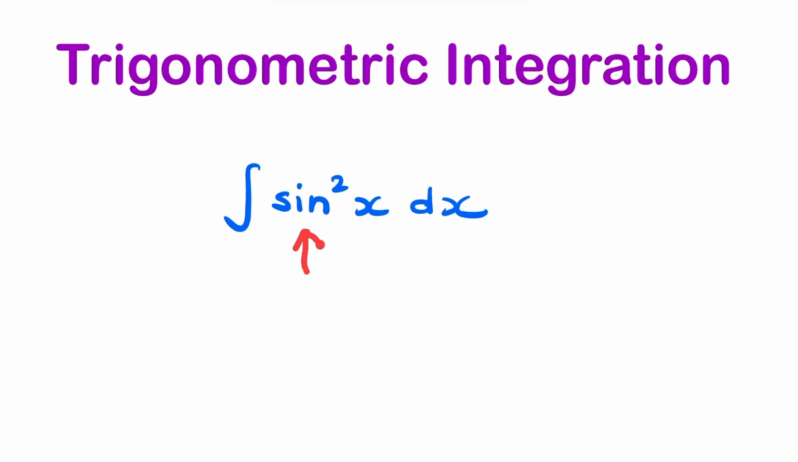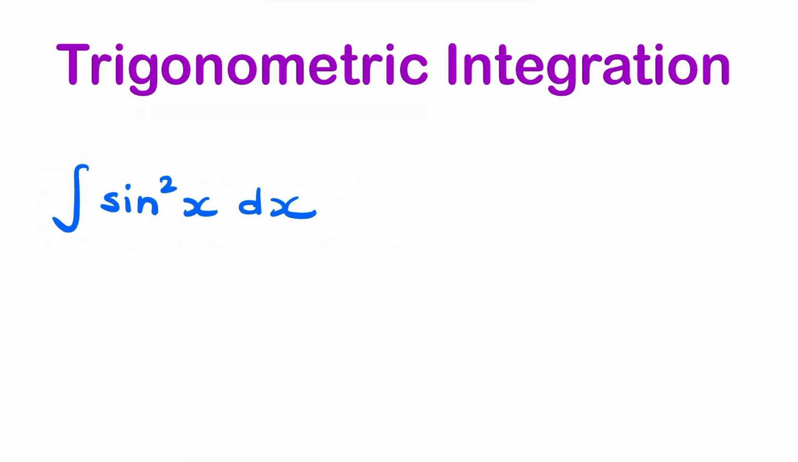Integrating sine squared looks like it's very easy. And there's a temptation to say, oh, the integration of sine is negative cosine, and maybe we just add 1 to the power. But no, sine squared, you can't integrate it like that. You need to use some trigonometric identities.